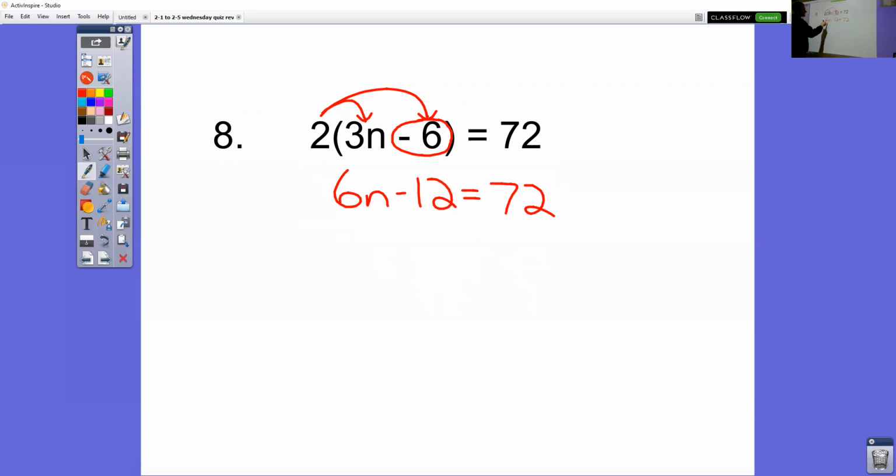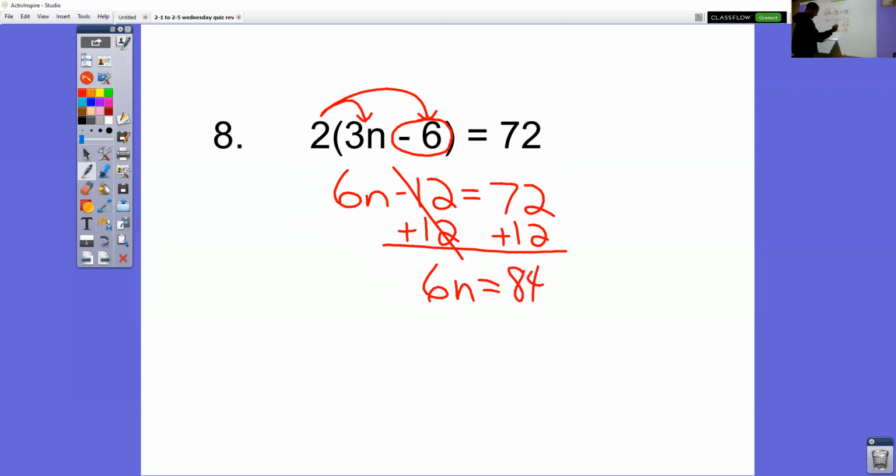You want to try and get this 6n all by itself. So we want to get rid of the -12 by doing +12 and +12. So we have 6n equals 84. Divide by 6, divide by 6, and you get n equals 14.